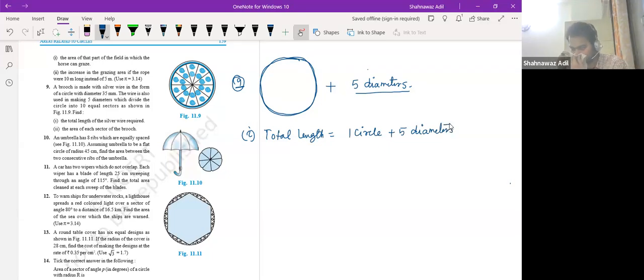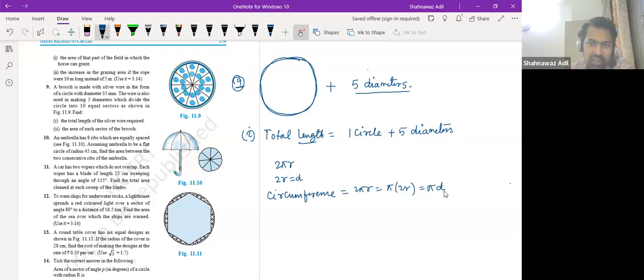Right, guys? Yes, sir. So then we have to find the circle. We are talking about the length, so we will use 2 pi r. And 2r is d. So I can write the circumference 2 pi r as pi into 2r, which is pi into diameter. So this is pi d plus 5d, which is d into pi plus 5.